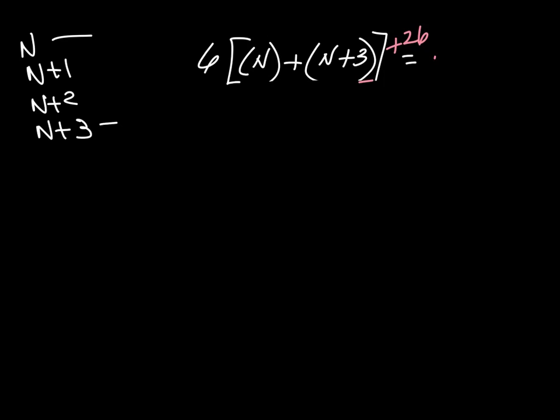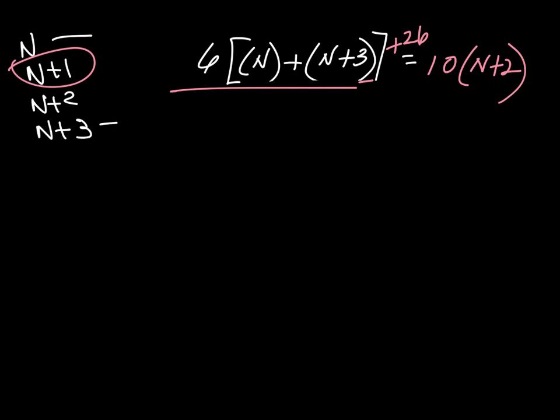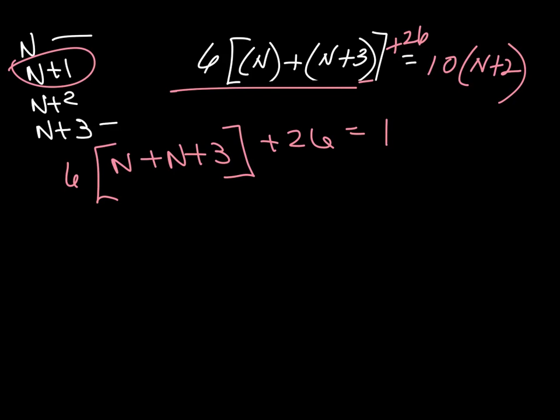Then 10 times the third. Notice we didn't even use the second number. That's not even a part of it, but that's okay. We didn't even use that. Alright, so let's put all this together. 6 times n plus n plus 3, plus 26 equals 10 times n plus 2.